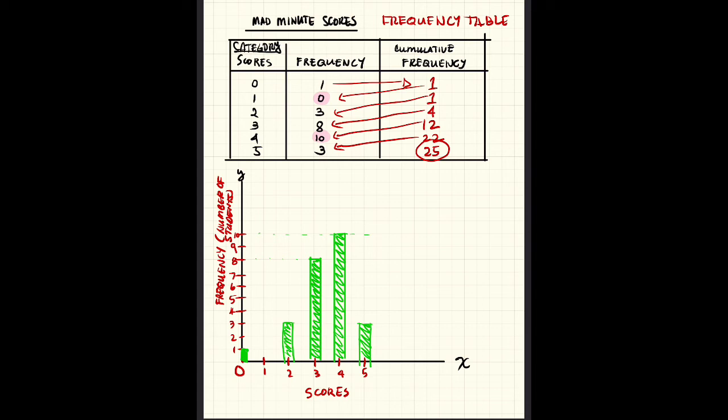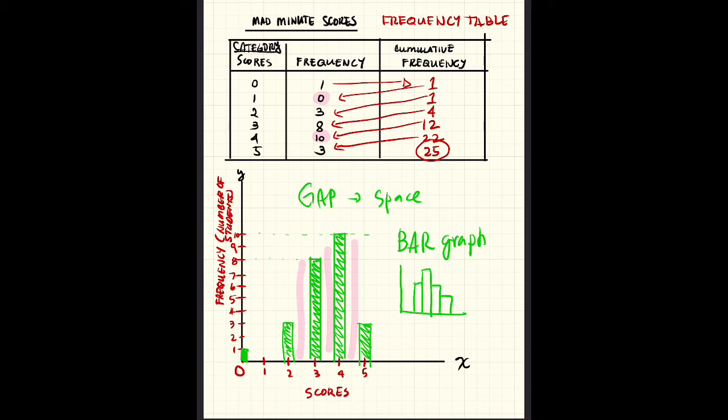Now, if you notice, I put gaps between the bars. Gaps means space between the bars because we are making a bar graph. In bar graphs, the bars are separated. Now, some of you might make a graph that looks like this. This, boys and girls, is not a bar graph. This is a histogram, and we will talk about histograms later. Histograms have no gaps in between. Bar graphs have gaps in between. So please make sure of that.